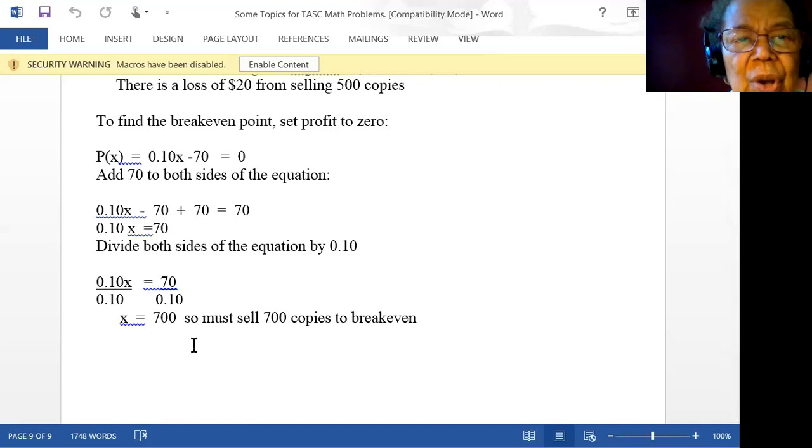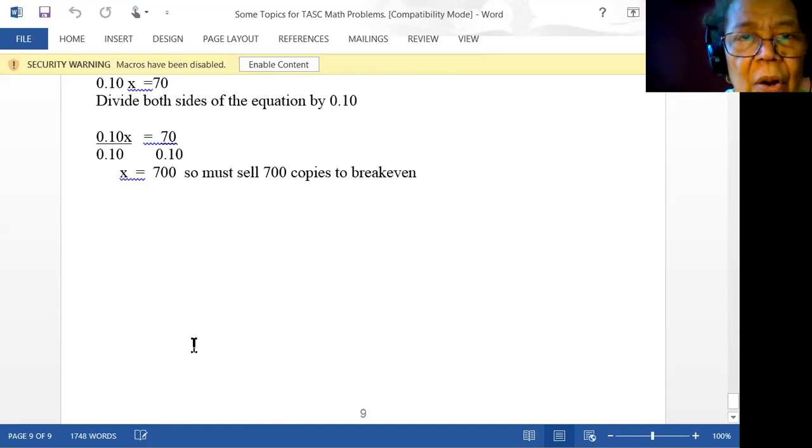So make sure you go through this in detail and understand how you find profit. Profit is revenue minus the cost of making something. What you make minus what it costs you to make that item.